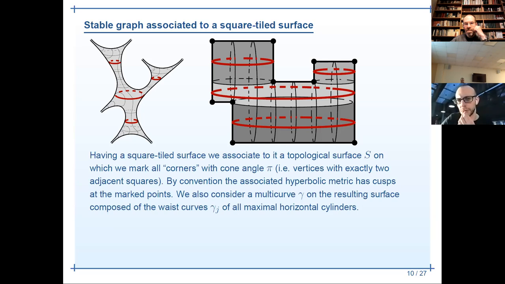You're sort of going ahead, because I didn't even define yet how to associate the surface on the left to the surface on the right. But if we're already discussing this, look, you can do the following. You can, for example, cut your square-tiled surface by this red circle, and then twist everything by one unit, or by two units, or by three units. The surface on the left would remain the same. So the surface on the left encodes a huge pack of square-tiled surfaces.